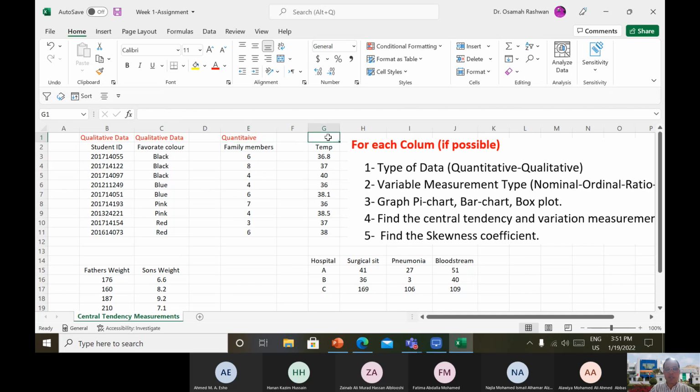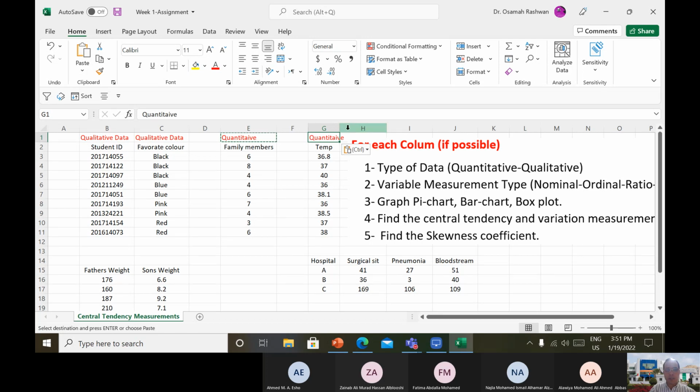Okay, what about the temperature? Qualitative. Oh, how does temperature come to be qualitative? Do you think the temperature is like a color? No problem, you just answer. So it is not qualitative because it does not give a quality for something, right? So it is what? Quantitative, no problem. Okay.